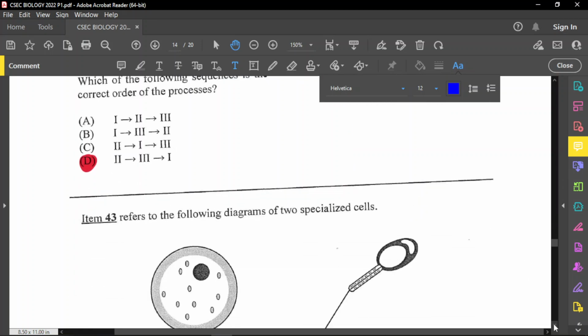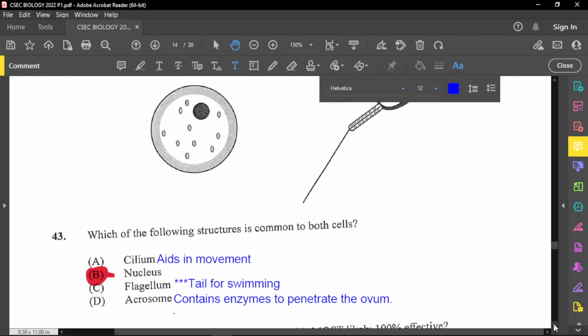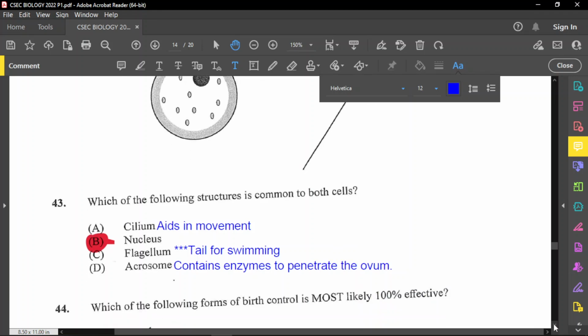All right, so the next question is 43. And 43 refers to these two diagrams here, the egg cell and the sperm cell, and it says which of the following structures is common to both cells? Cilium, no. Cilium aids in movement. You may find ciliated cells in different parts of the body, such as in your nasal cavity and trachea and so on. Nucleus is present in both of them because the nucleus carries genetic information that will be combined, particularly the chromosomes that will combine to produce a diploid cell.